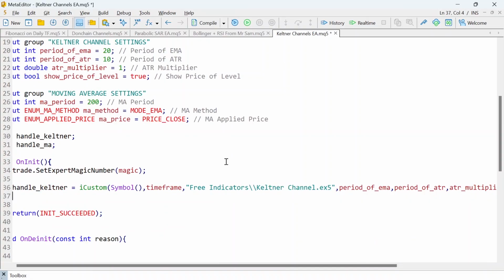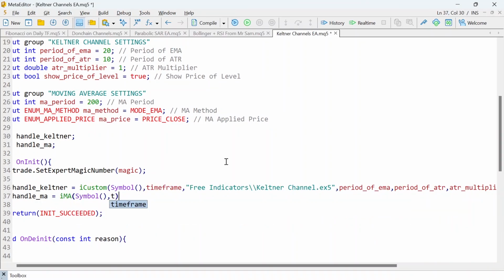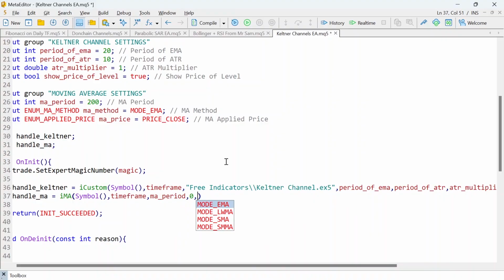Then I need to specify for the MA. So I will say MA for this chart symbol, for this time frame specified, and what period for the MA, period specified by the user, and the shift of 0, the MA method specified by the user, and the MA price specified by the user, right?